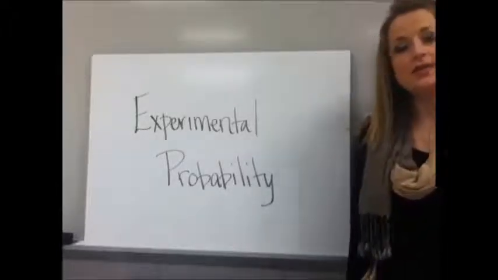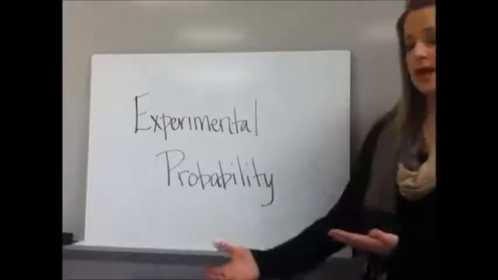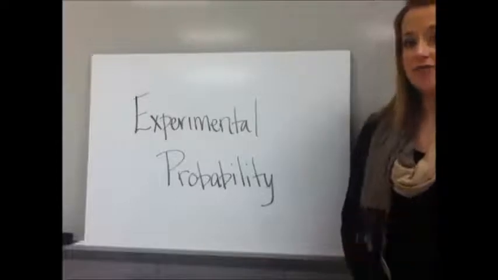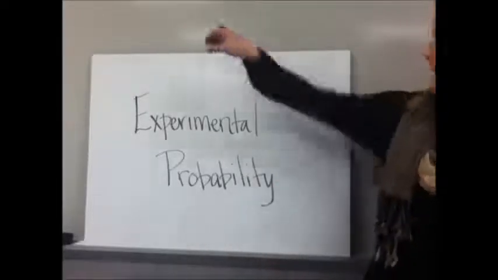Experimental probability is simply what actually has happened in an experiment. The experiment has been done and we're looking at the data afterwards. In the next lesson, we'll look at theoretical probability, which is what should happen.